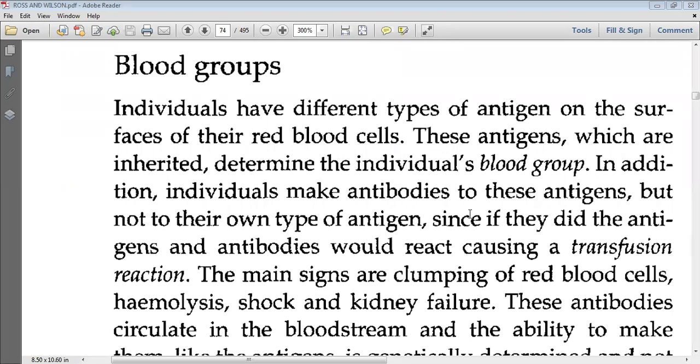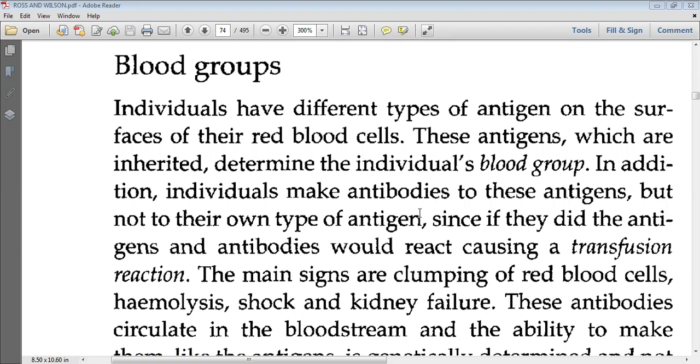So individuals have different types of antigens on the surfaces of their red blood cells. These antigens, which are inherited, determine the individual's blood group. In addition, individuals make antibodies to these antigens, but not to their own type of antigen, since otherwise the antigens and antibodies would react, causing a transfusion reaction.